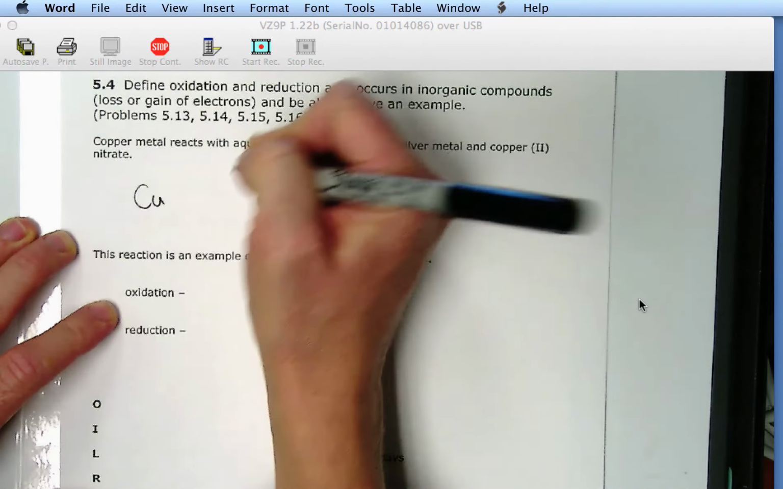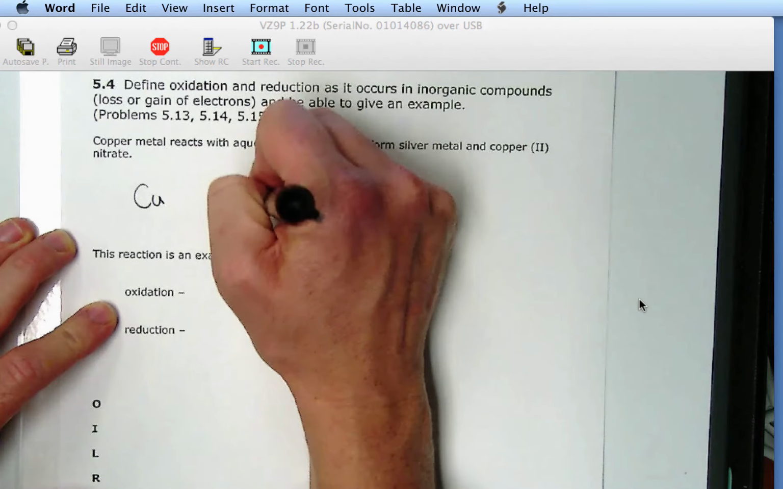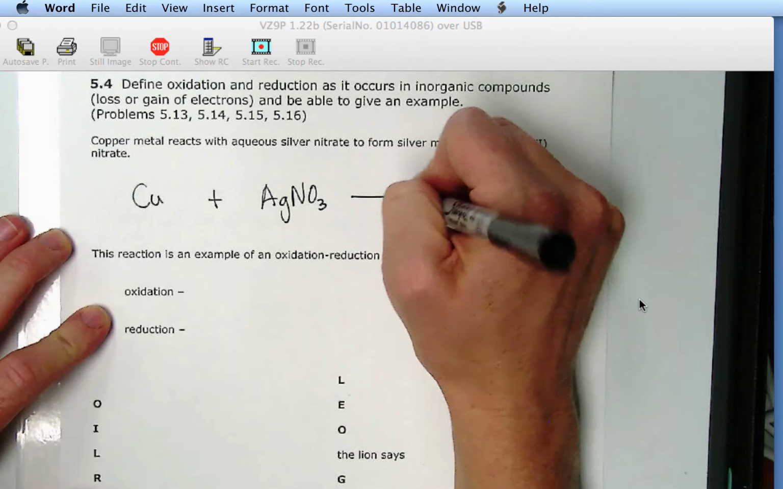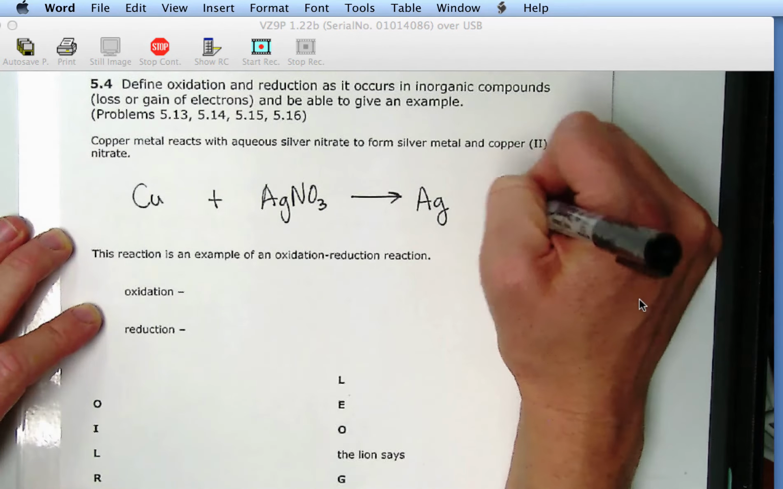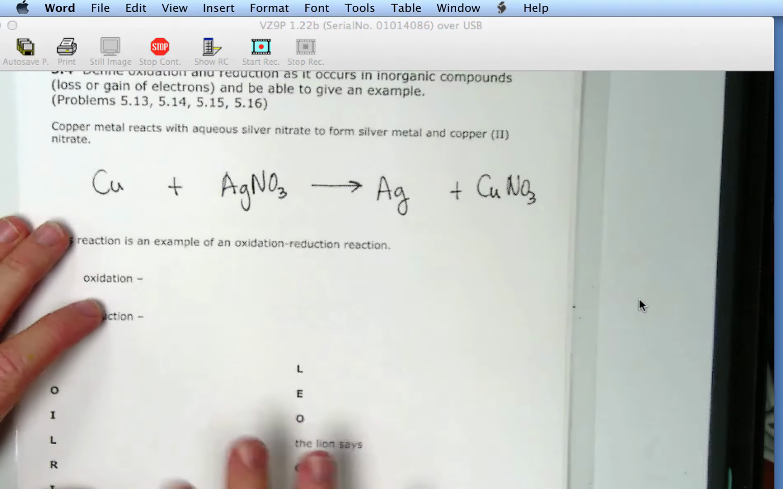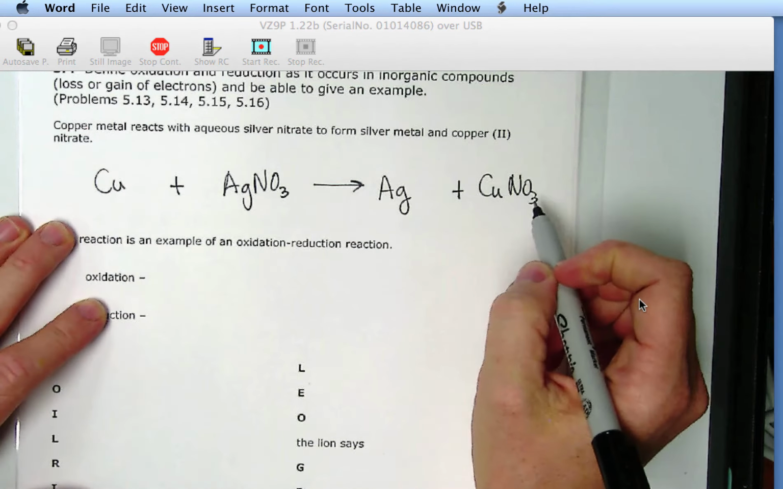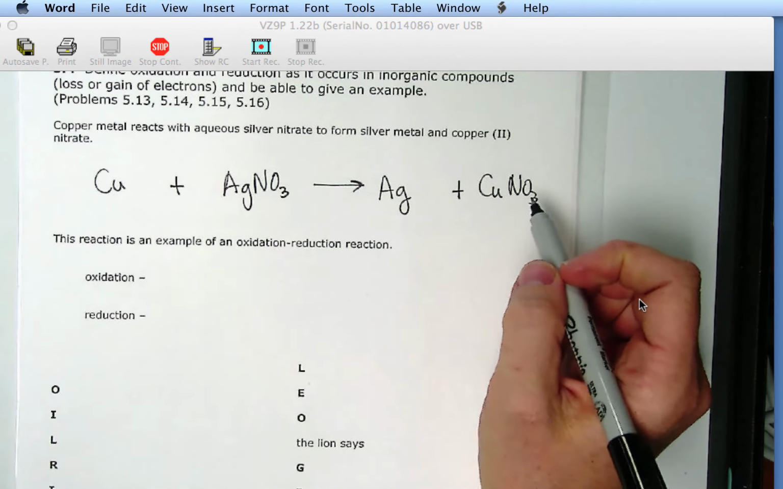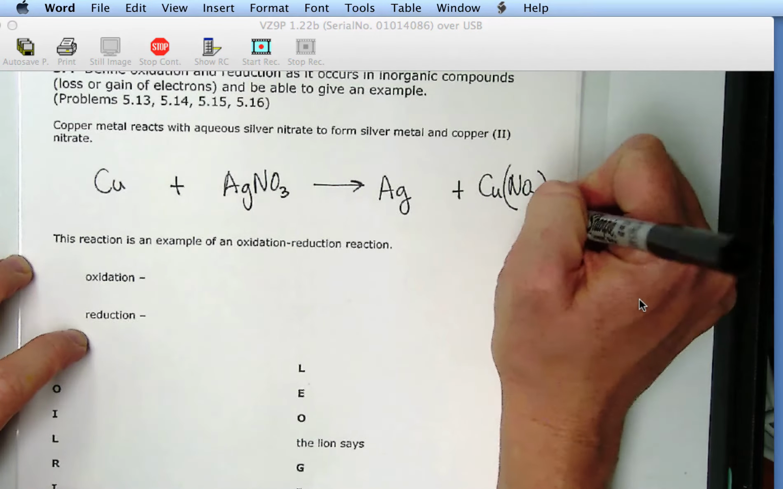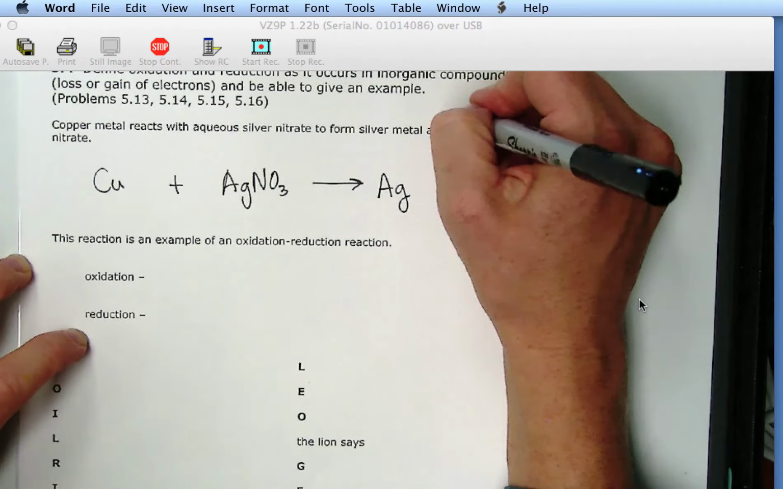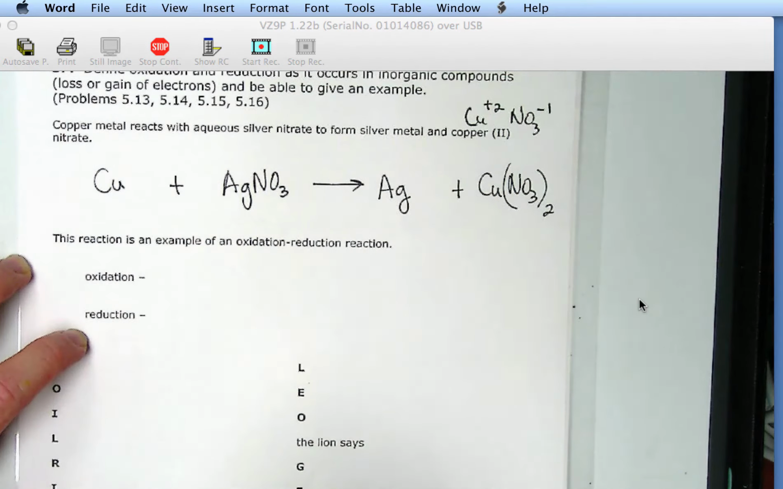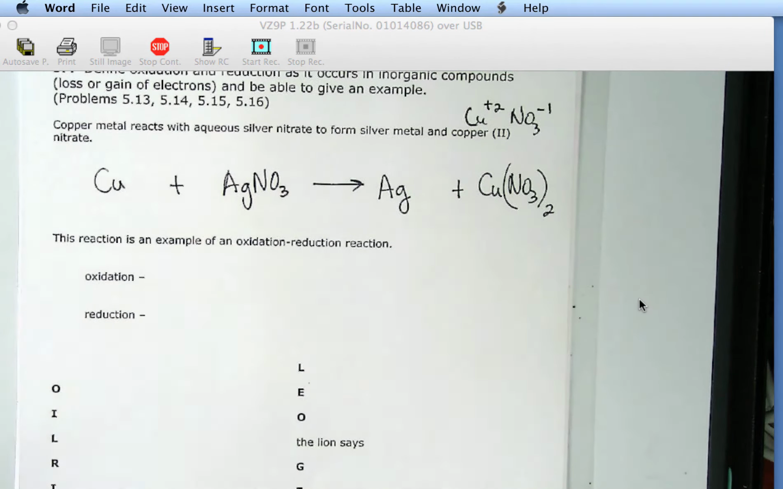Cu. Is that the correct formula? CuNO3, 2, because nitrate is -1. Cu plus 2. Yeah. So it's easy to make mistakes.